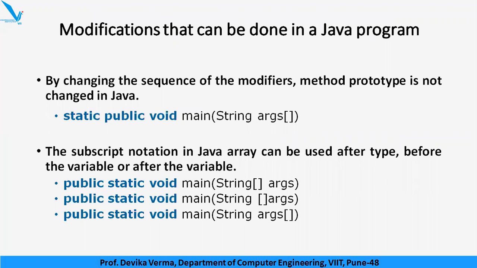So we can change the sequence of modifiers. Of course, the return type of the method has to be written immediately before the method name. But these modifiers, static, public, you can change the sequence of them. That will not create a compilation error for you. Even this String argument array can be written in different ways, as you can see on the screen. The brackets can be placed in front of the name of this array or after the name of the array, and so on.